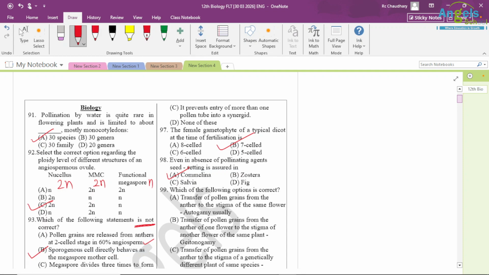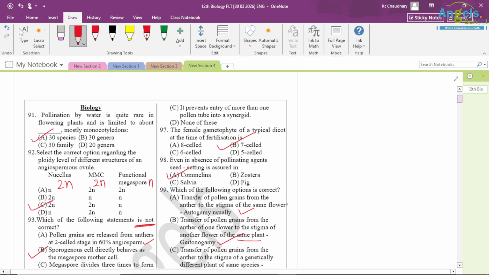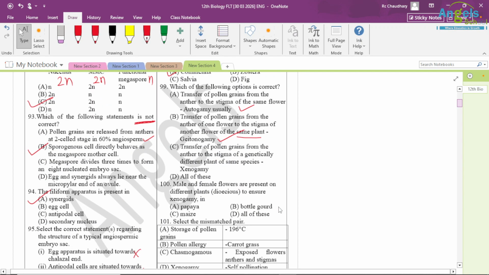Question number 99. Which of the following options is correct? So transfer of pollen grains from anther to the stigma of the same flower is autogamy. Correct definition. Transfer of pollen grains from anther of one flower to stigma of another flower of the same plant is geitonogamy. Again a correct option. Transfer of pollen grains from anther to stigma of a genetically different plant of the same species is known as xenogamy. Again a correct option. So all of the above statements are correct.